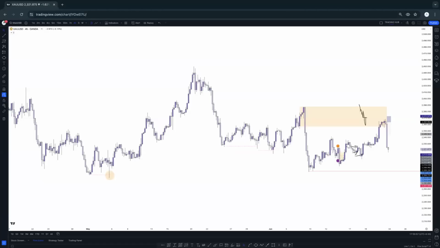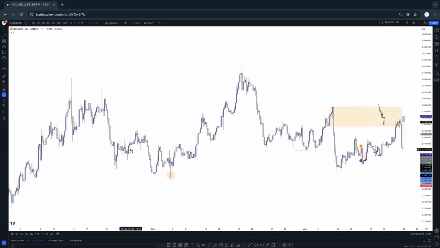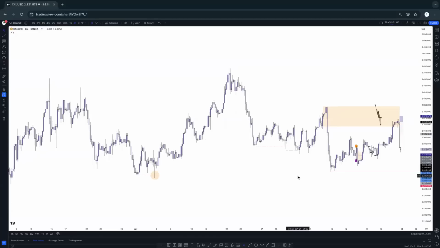4 hour bullish? No, 4 hour is not bullish. 4 hour is bearish. Clearly you can see the market creating lower lows.